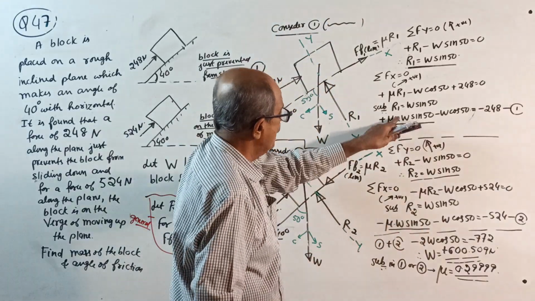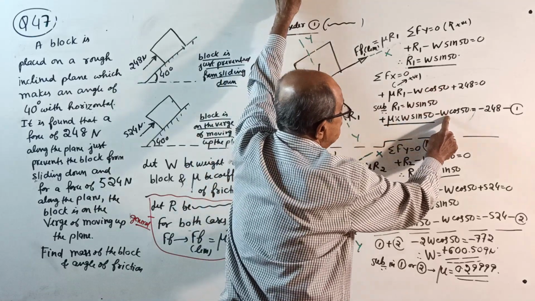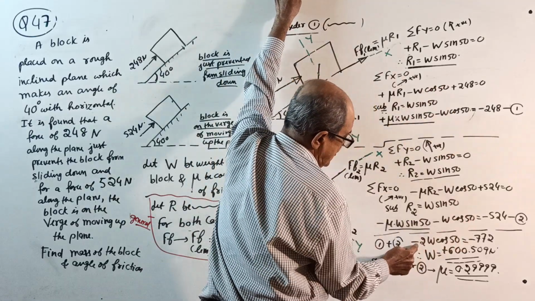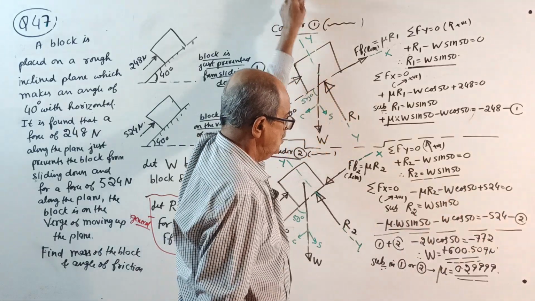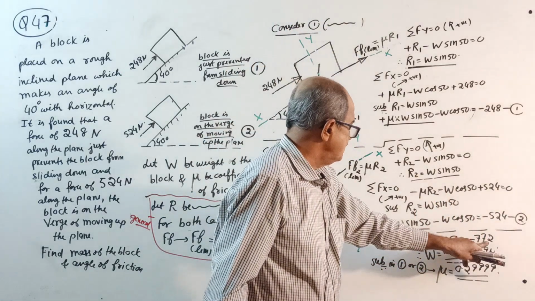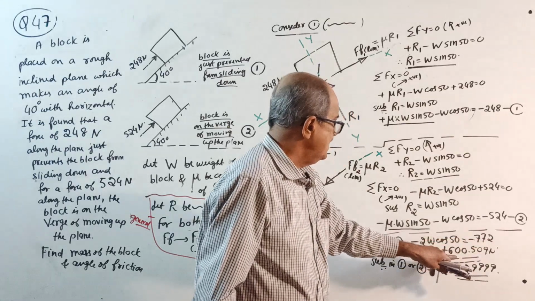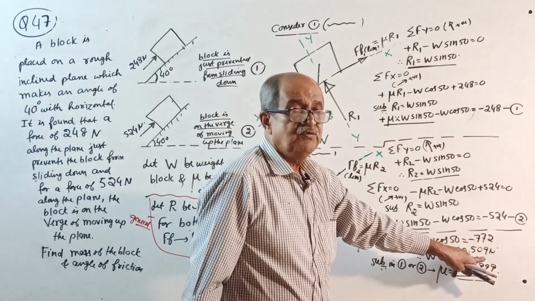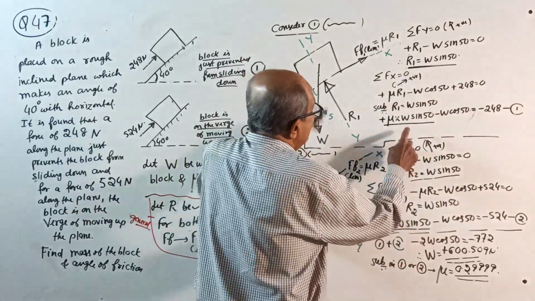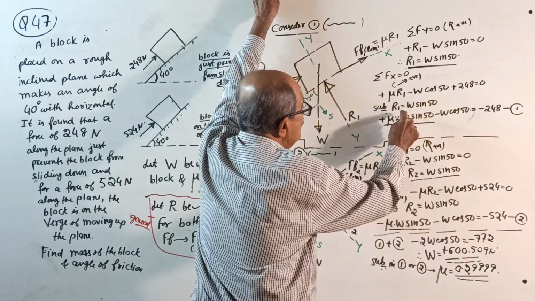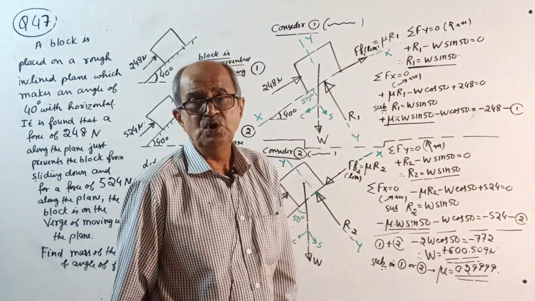What you do? You add 1 plus 2. When you add 1 plus 2, this term will cancel. Minus W cos 50 minus W cos 50 is minus 2W cos 50, equal to the sum of these two, which is minus 772. So W equals 772 divided by 2 divided by cos 50, and you will get 600.509 Newton. Substitute either in 1 or 2, whatever W you got, and you will get mu equal to 0.29999, almost equal to 0.3.